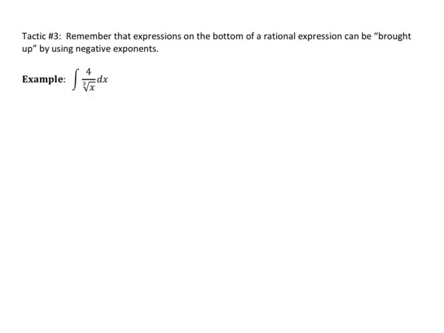The next tactic is a fairly simple one, but it still bears mentioning. Remember that any expressions on the bottom of a rational expression can be effectively brought up by using negative exponents. Another thing I'll mention here, which goes with this specific example, is that a radical expression like this can be rewritten as a power by remembering that the power goes on the top of the exponent, and the type of root you have goes on the bottom of the exponent.